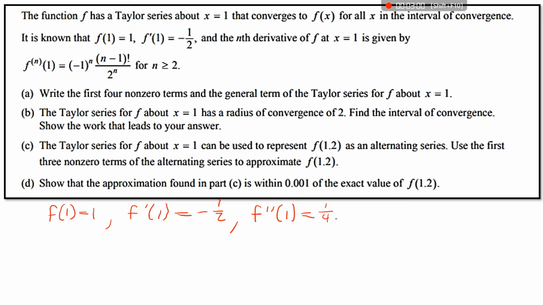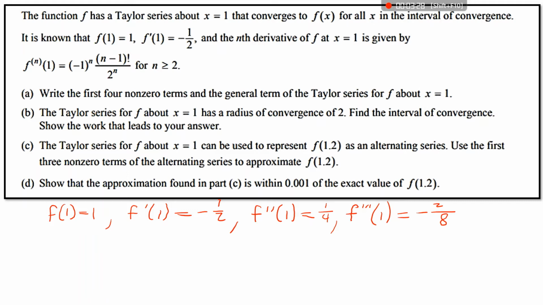Okay, I think that's a language difference, right? Yeah, 1 over 4. Okay, cool. And then the third derivative? Third is minus 2 factorial over 8. Okay, minus 2 factorial is just 2 over 8. 2 factorial is 2. Okay, cool.